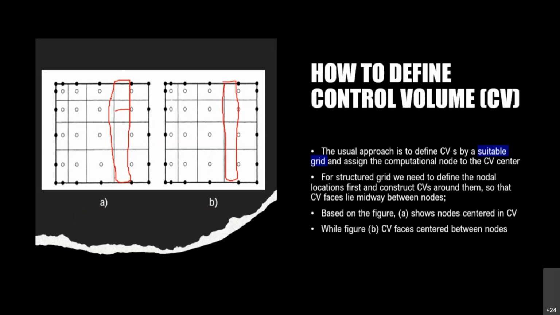Based on figure A, the notes show the white node located at the center of the CV, meaning that you have a control volume, the structured grid, and the node in the middle, the calculation point, is located right in the middle. But for the second one, the control volume for B, the CV faces are centered between nodes. This refers not to the middle of the grid, but to the nodes that are surrounding the structured grid.